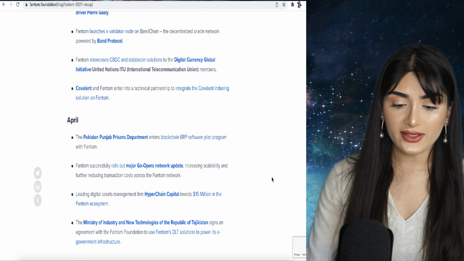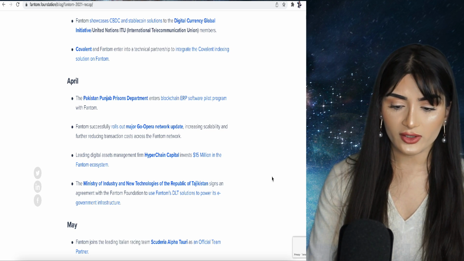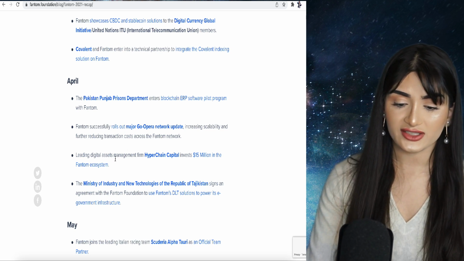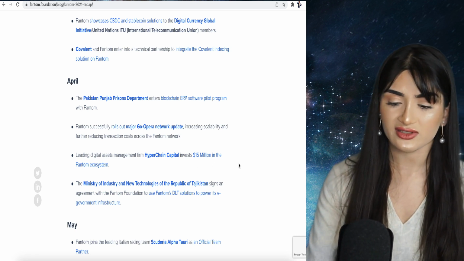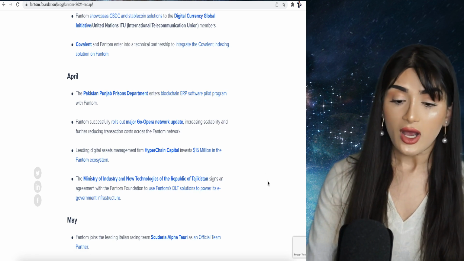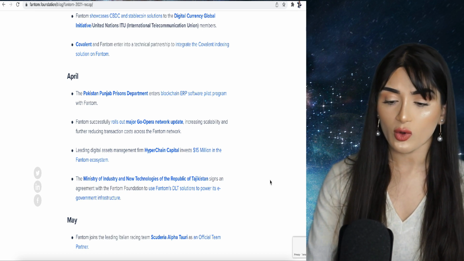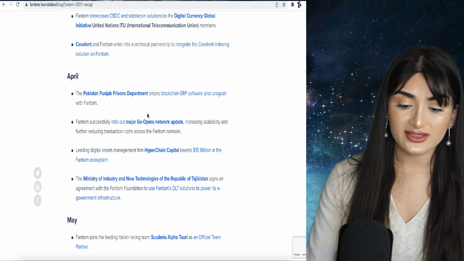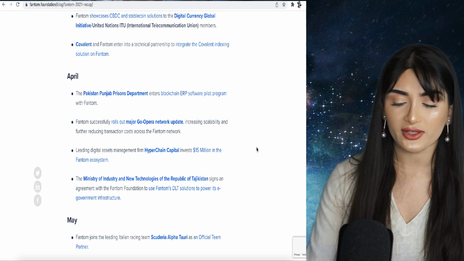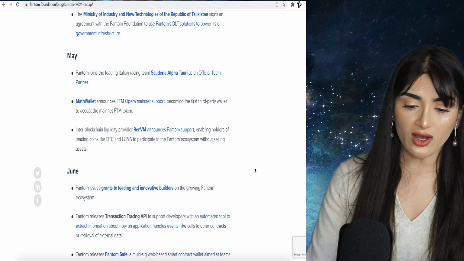And then in April, one of the huge things that happened was that the leading digital asset management firm, Hyperchain Capital, invested 15 million in the Fantom ecosystem. This gives them funds to continue upgrading their network and having more long-term partnerships, and therefore increasing scalability. For example, they successfully rolled out the major Go Opera network upgrade. I'm going to link this article down below.